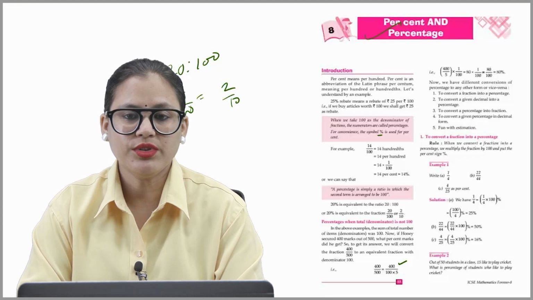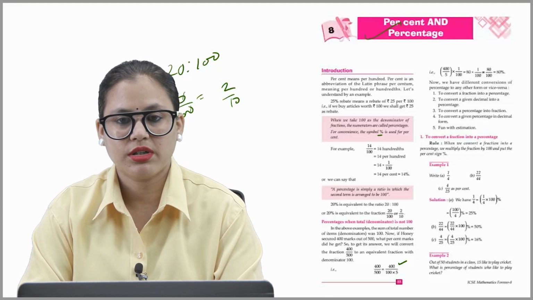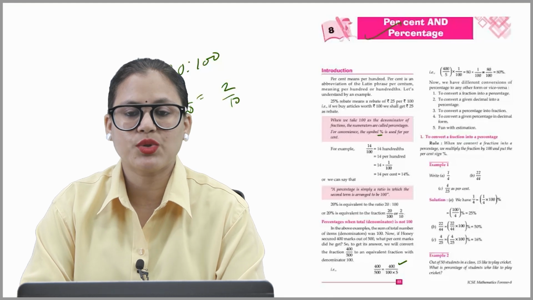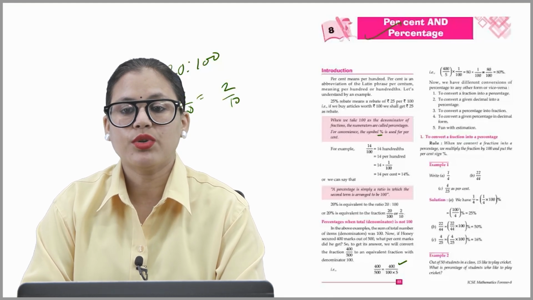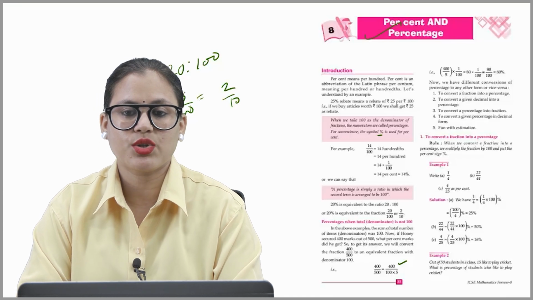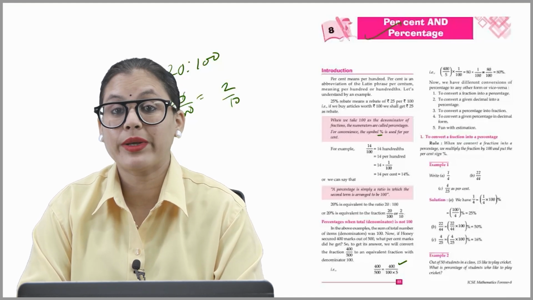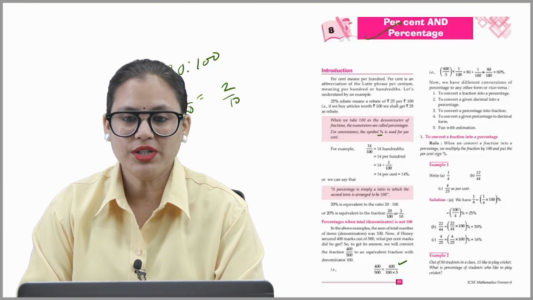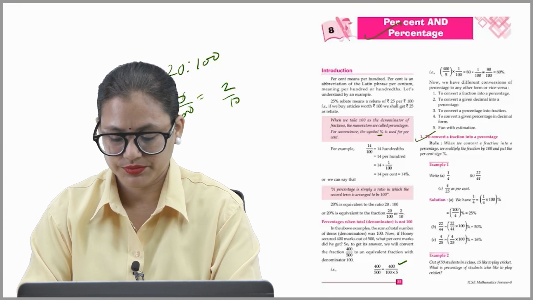Number 1, to convert a fraction into a percentage. 2, to convert a given decimal into a percentage. 3, to convert a percentage into a fraction. 4, to convert a given percentage into decimal form. 5, fun with estimation.